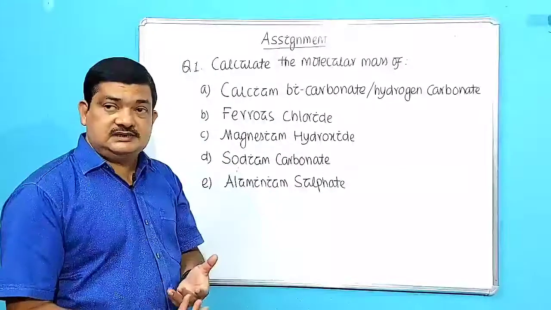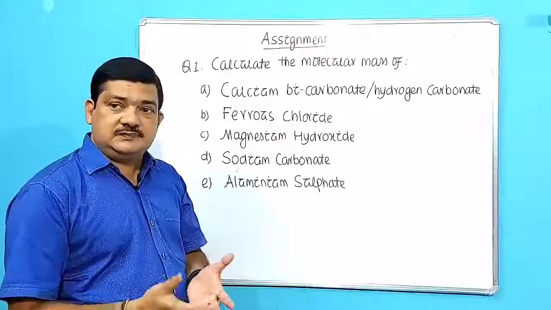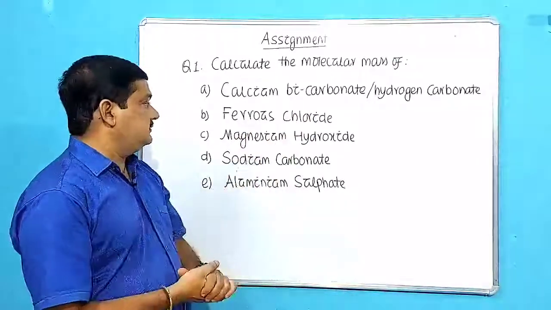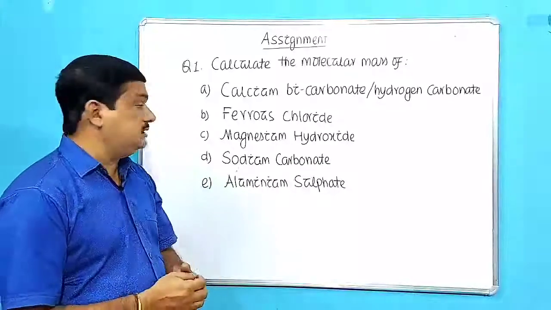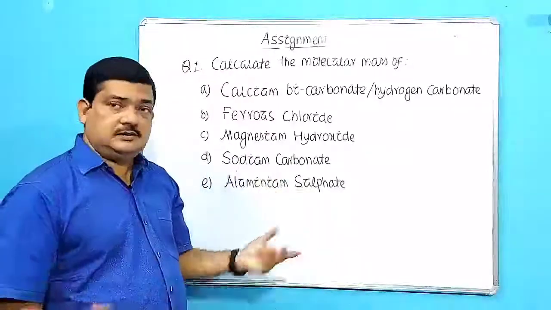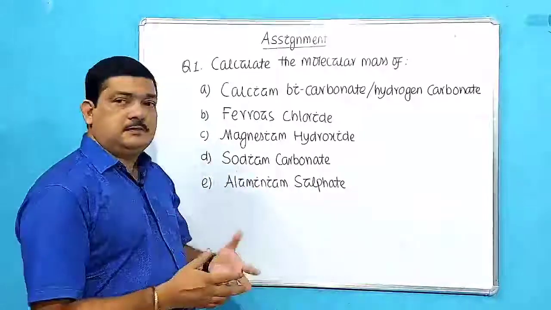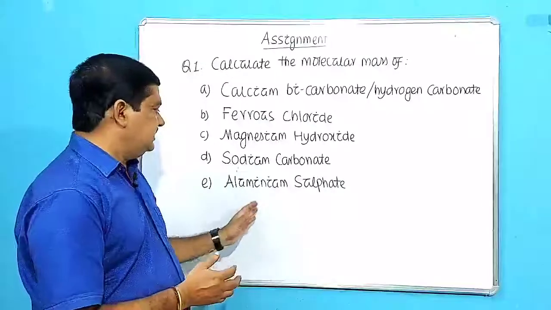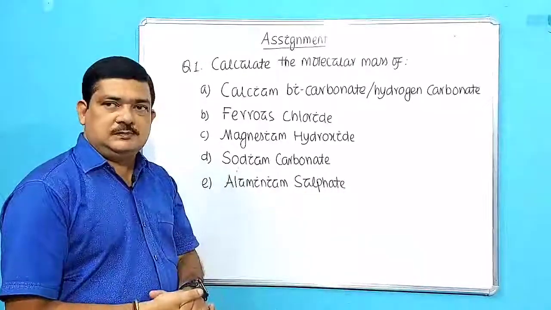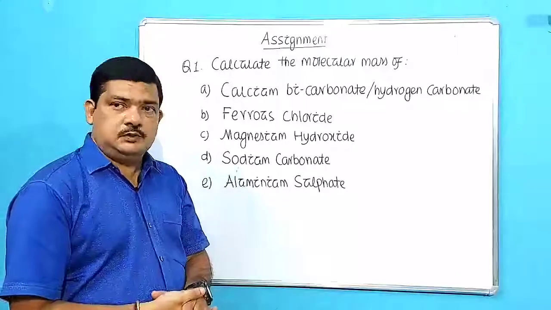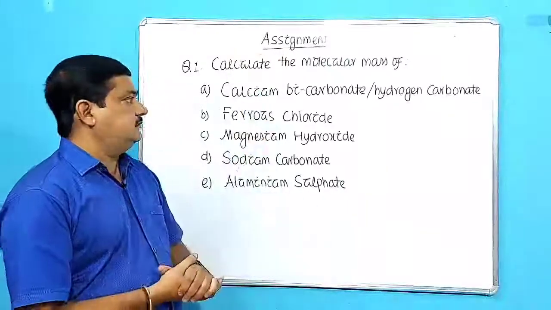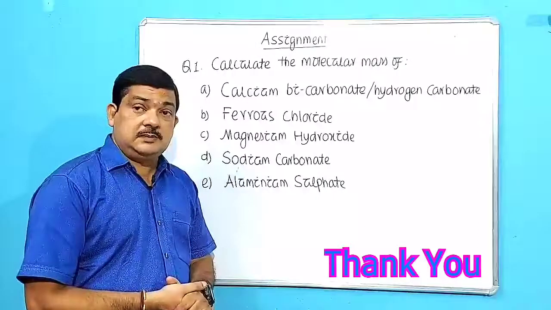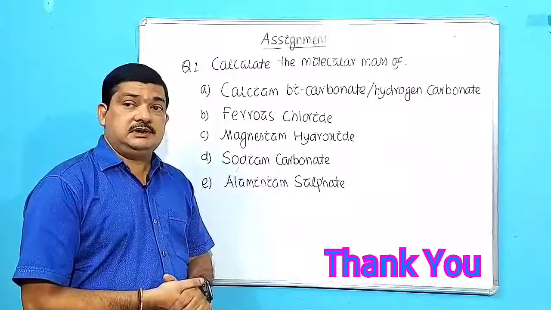I have already told you that iron has two valencies. I have given you the example of ferrous and ferric, and also the example of ferric hydroxide. Now you have to write down the correct formula of ferrous chloride and find out the molecular mass. Then magnesium hydroxide, we have written so much. Then sodium carbonate, you know the valency of sodium and of carbonate, you can easily write it. Then aluminum sulfate, you know the valency of aluminum is 3 and sulfate is 2. So write the correct formula of these 5, then calculate the molecular mass and send it to me.